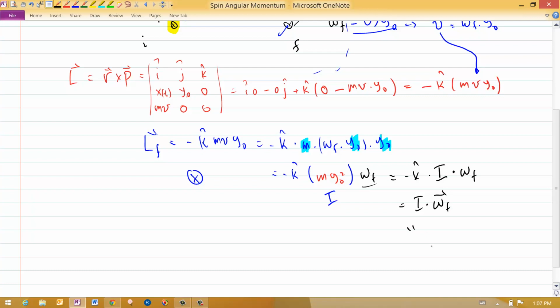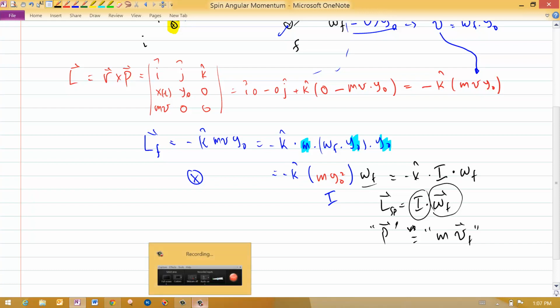And you can compare this to the linear momentum. P is equal to the linear mass times the linear velocity. It's exactly the same expression. The spin angular velocity depends on how fast you're spinning and what is your reaction to spinning. What is the inertia to make you spin faster or slower?